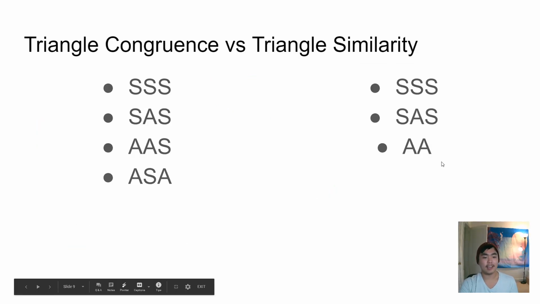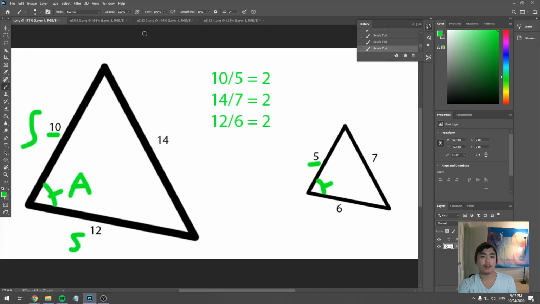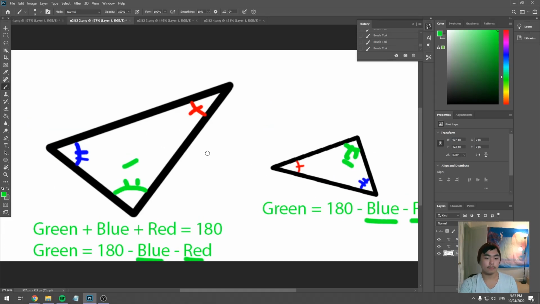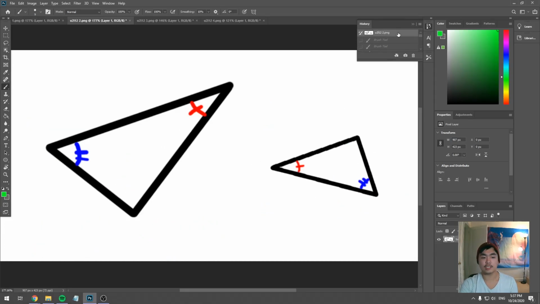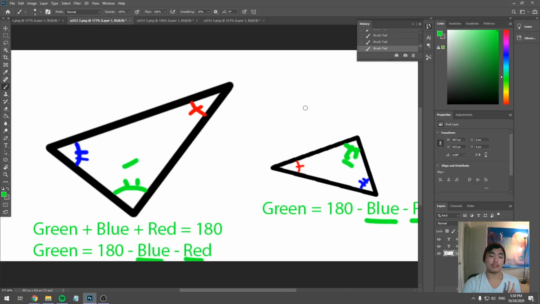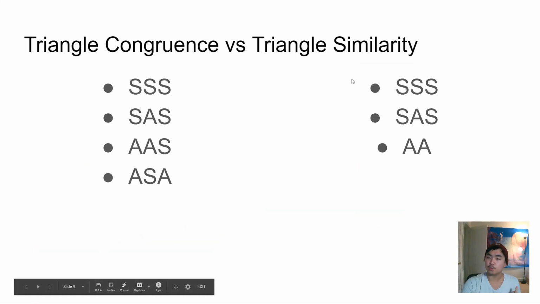Last one is AA. Remember, when we did this problem, I originally started out with just the red and the blue. But what we figured out is that when you have only 2 angles, you can still prove that they're similar because you know that the third angle should also be matching. It's just the remainder after you subtract the other 2 angles from 180. With just 2 angles, you can also prove similarity.